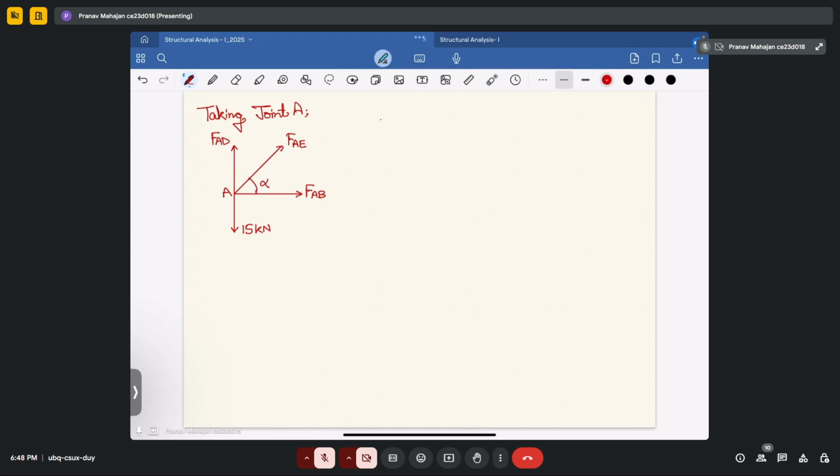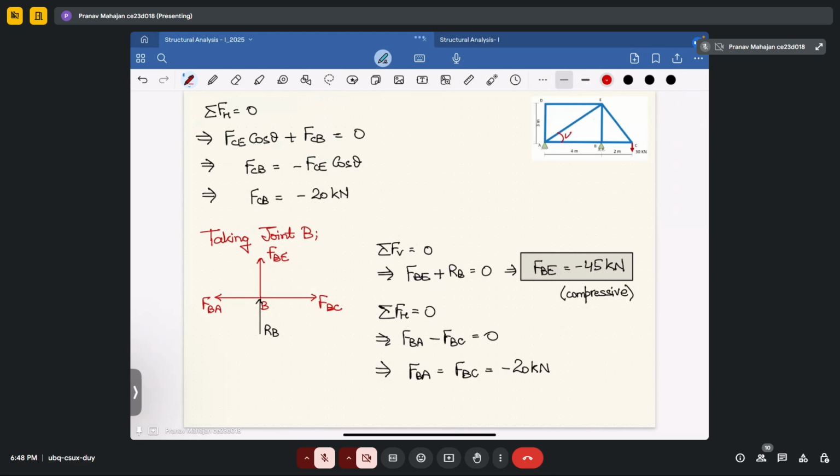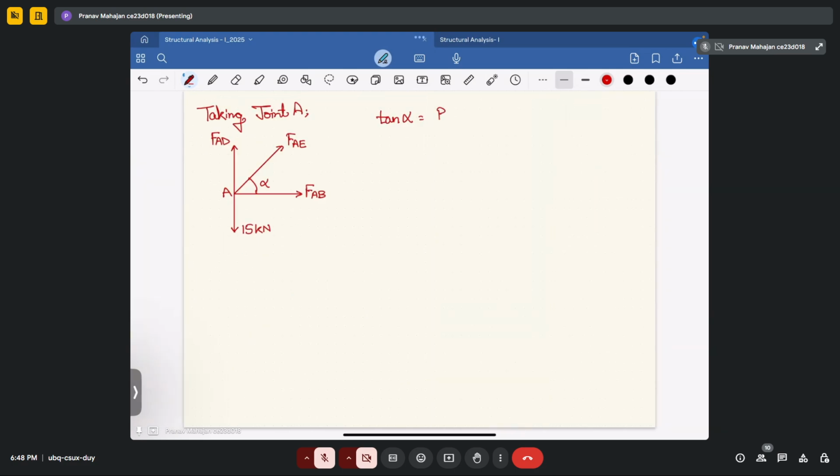Now how we will solve alpha? So tan alpha will be equal to, if this is alpha, BE upon AB, that will be equal to 3 upon 4. This implies alpha is equal to tan inverse 0.75. So solve this. What you will get? Alpha equal to 36.87 degree.